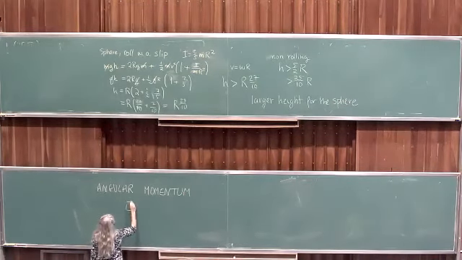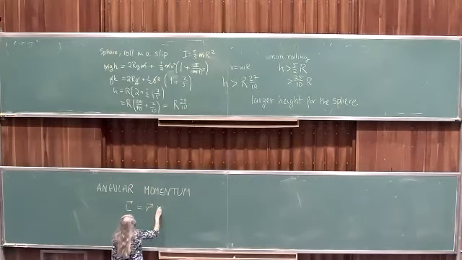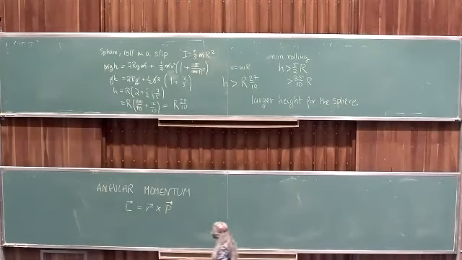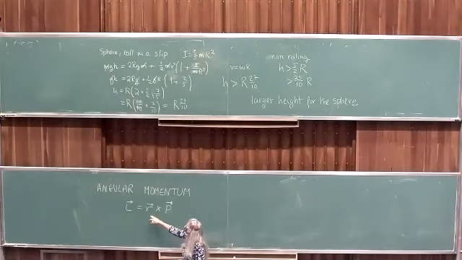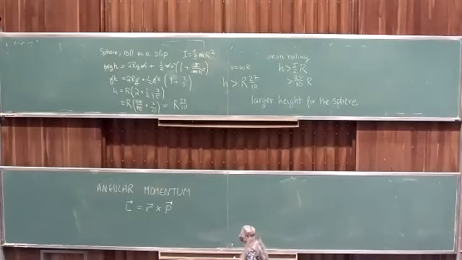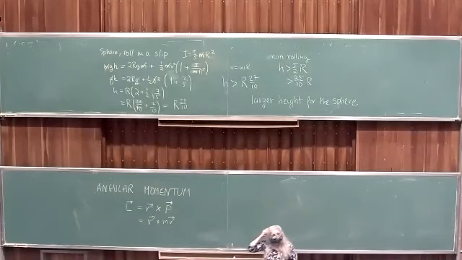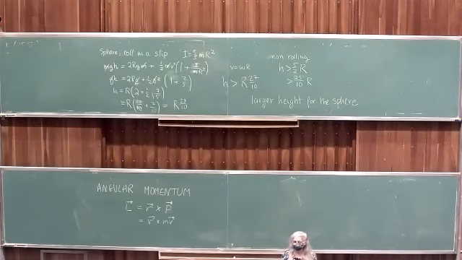So L is a vector. It's defined as a cross product, actually. You have to pick an origin, and then you have a radius vector from that origin. Then you take the radius vector cross the momentum vector, and that gives you the angular momentum. In a non-relativistic setting, this is r cross mv for an individual particle of mass m. So L is perpendicular to r and is perpendicular to v.